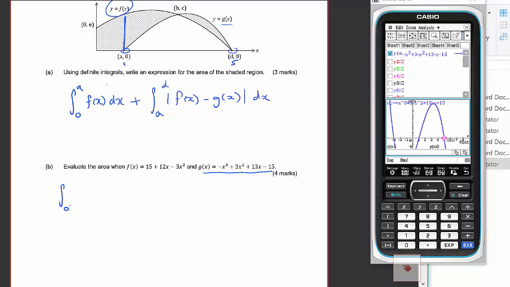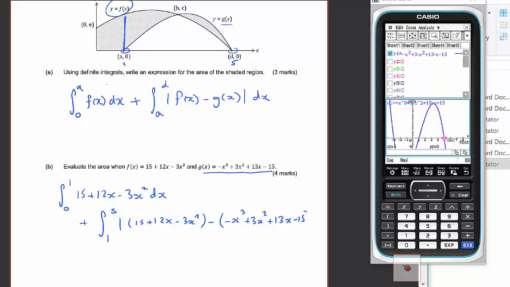So this is going to be the integral from 0 to 1 of f of x, which is the 15 plus 12x minus 3x squared dx. And then we're going to have the integral from 1 to 5 of the modulus of 15 plus 12x minus 3x squared, take away negative x cubed plus 3x squared plus 13x, take away 15 dx. And we could just evaluate that on the calculator.